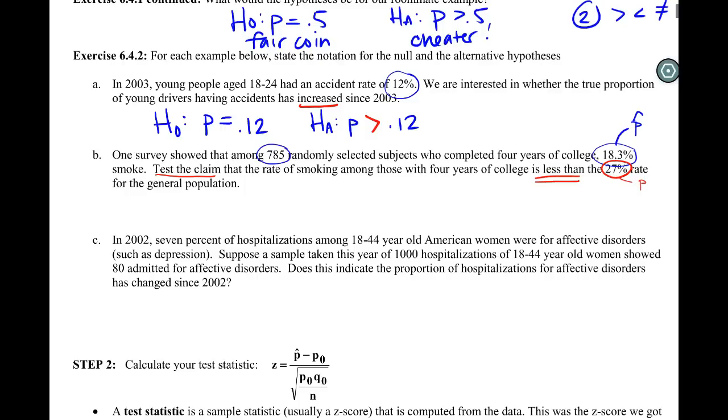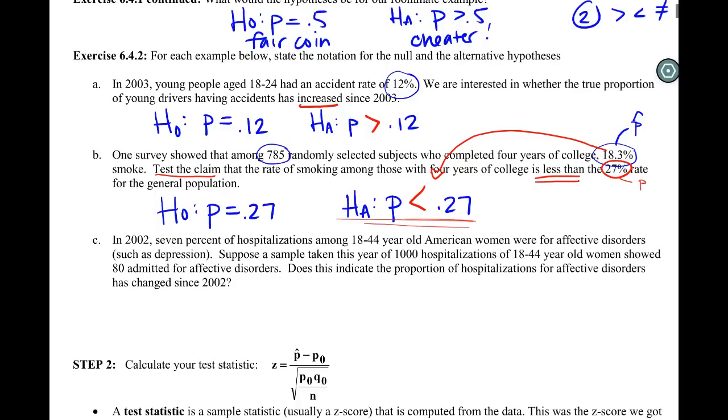So we've got our 2 pieces to this. Our null is going to be about P equaling 0.27. The proportion for college students who've done 4 years of college is the same as the general population. Our alternative, also about P, also about 0.27, and then we're going to bring in our directional keyword of less than. This 18.3%, this is our evidence. Is 18.3% less than 27? Indeed. That's what's going to let us know whether or not we have evidence for what we want to prove, because usually we want to prove something like this.